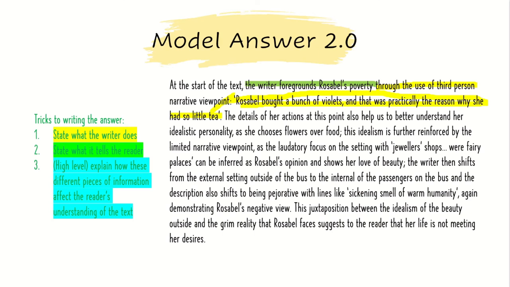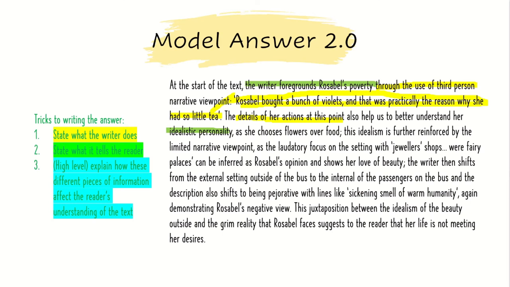The details of her actions at this point also help us to better understand her idealistic personality. Again, I do the same thing where I both say what the writer does, and I also say what it tells the reader. I also make sure I'm specific. Notice that little detail there, as she chooses flowers over food. That's obviously what my quote was showing, so I've summarized the key takeaway from that quote essentially.